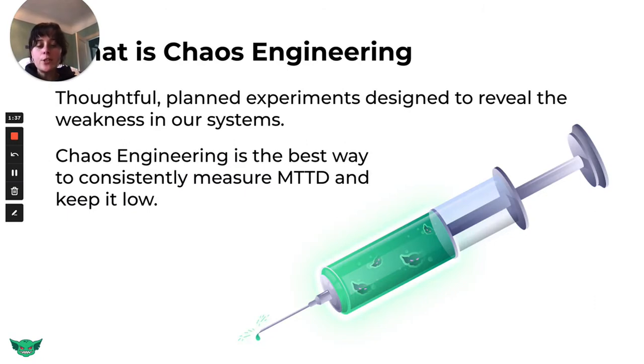So how does chaos engineering fit into this? As we know, chaos engineering is thoughtful, planned experiments designed to reveal weaknesses within our system. The reason chaos engineering is the best way to consistently measure MTTD and keep it low is because you have full control over these incidents that you're creating. You can run these experiments on each individual service, measure that specific MTTD for that service, and continue to replicate that in a safe manner using chaos engineering.